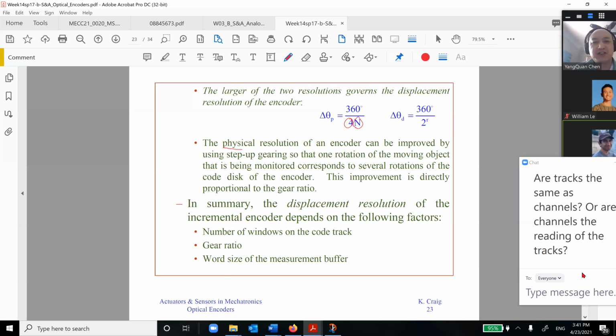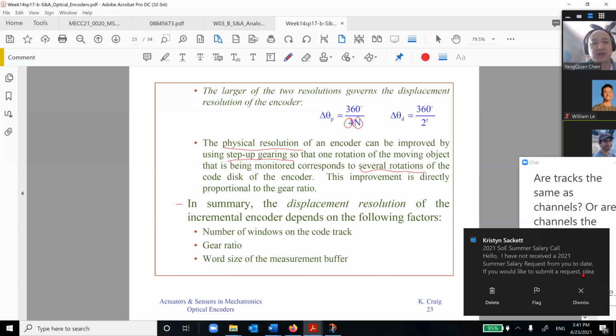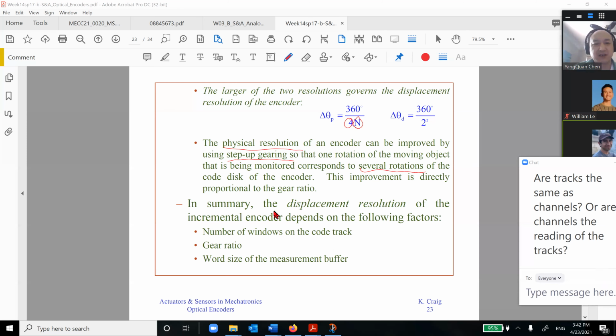So the physical resolution of the encoder is improved by stepping up gearing. One rotation of the moving object is being monitored corresponding to several rotations of the code disk. So it will improve our resolution a lot.